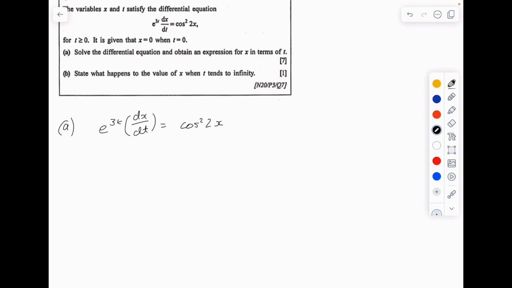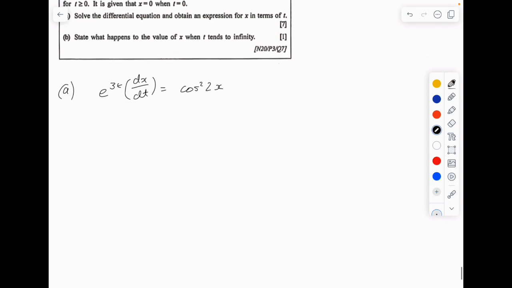Cos squared 2x. Cool. We're then going to separate. I'm going to put them onto two sides. Right, so what we get then is 1 over cos squared 2x dx is going to equal 1 over e to the power 3t dt.